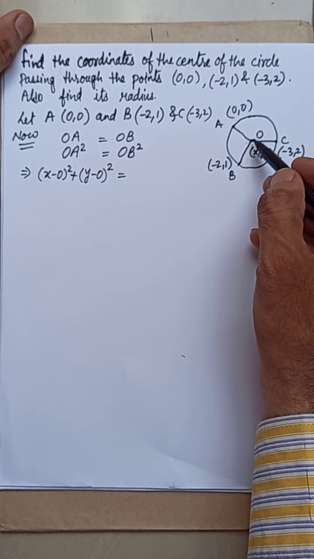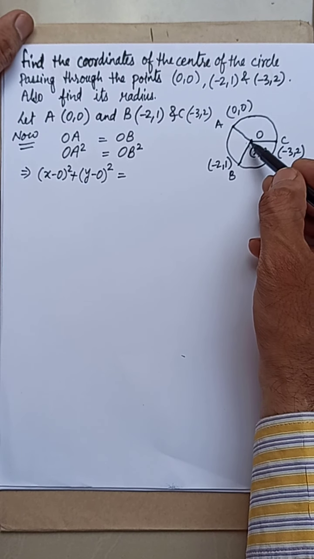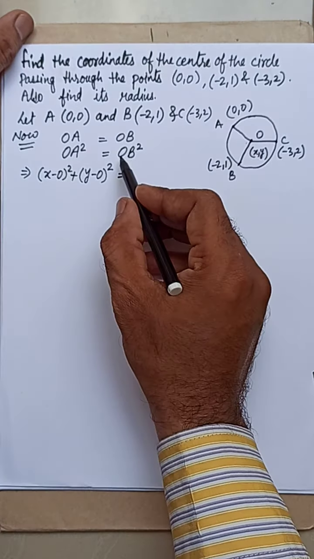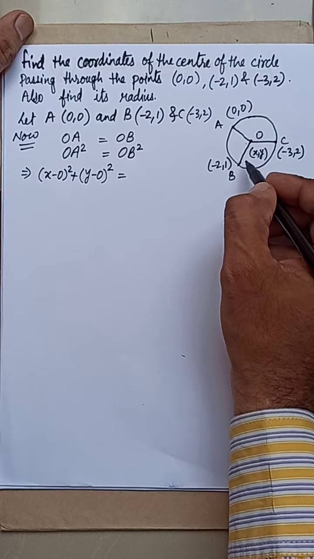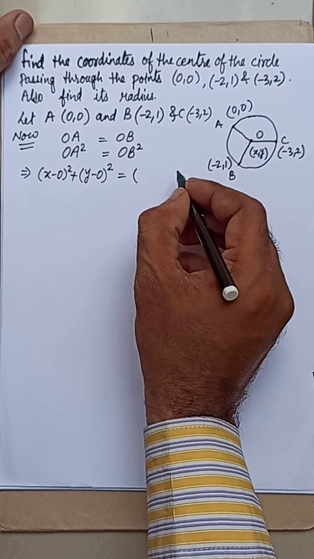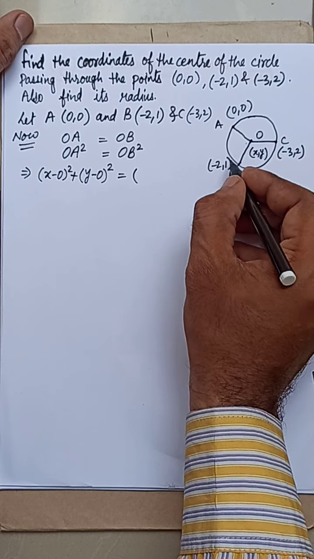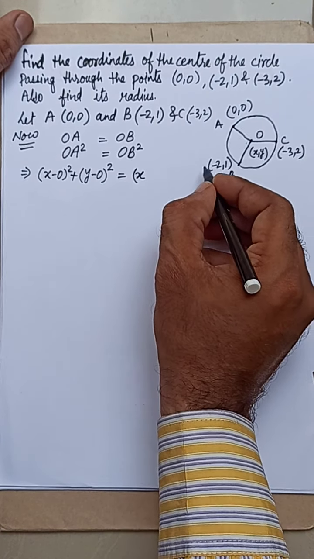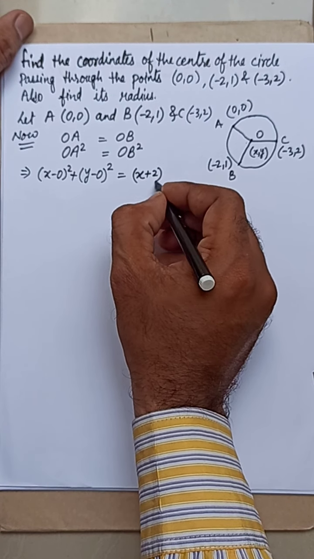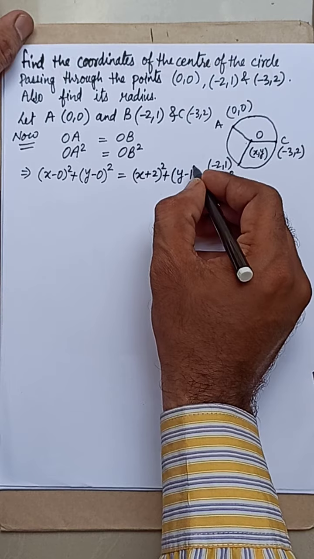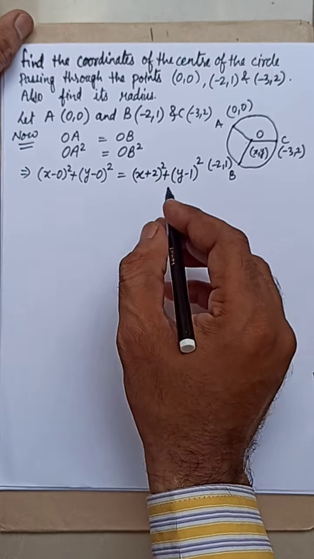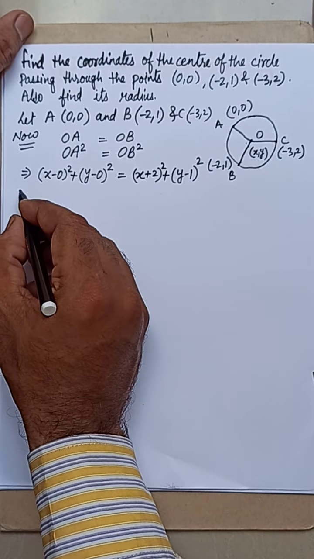So OB, here this is O and B. You have to use the coordinates of the point O and point B. So x2 minus x1 whole square, so it will be x, and here it is minus 2, so minus minus becomes plus 2, and plus (y minus 1) whole square. So according to the formula we will plug in the points.